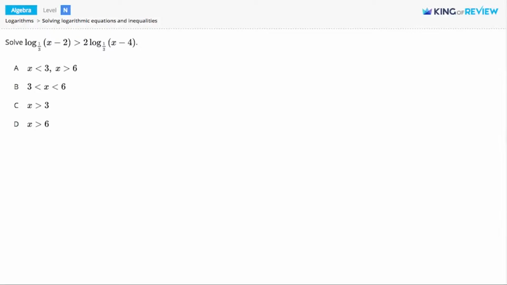This is King of Review. Here we have a logarithmic inequality. Now one issue right away is that there's a 2 sitting in front of one of our logs.